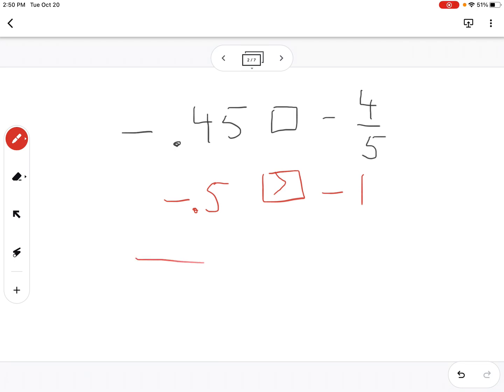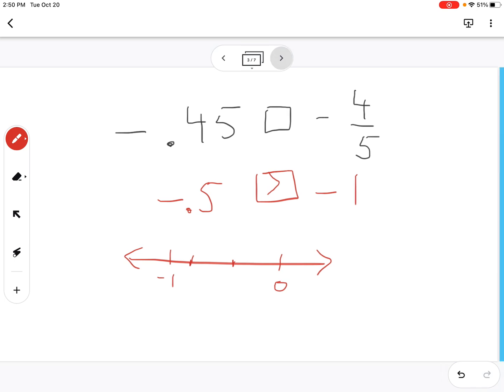If you wanted to use a number line, you could have something along the lines there. I'd put my 0 way over here, and here's, if we want to call this negative 1, right? Negative 0.45 is going to be somewhere around here, almost at negative 0.5, and then negative 4/5 is almost at negative 1. So that shows the difference there. All right, let's check the next one.